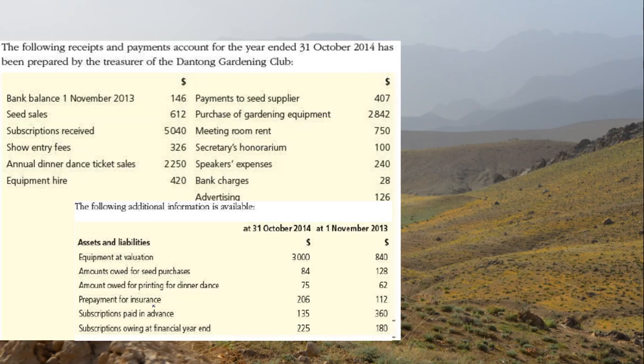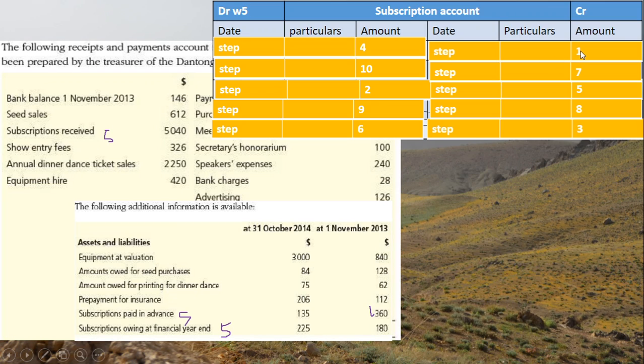So that's your 5, and then 5. Subscription is income for us. So in the beginning, let's have a look at individual data. What is this 360? Subscription paid in advance. Subscription paid in advance means subscription received in advance. So advance income for us is a liability. Liability means in your ledger this will be shown as a liability. Here is step 1, 360 is a liability.